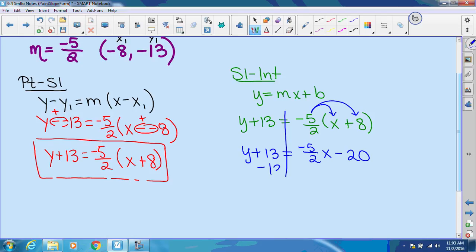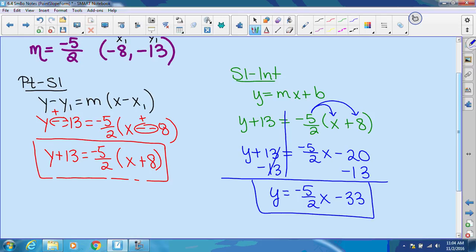Final step, we're going to subtract 13. And I only do that to the constant. So I have y equals -5/2x minus 33. And there's my answer in slope-intercept form.